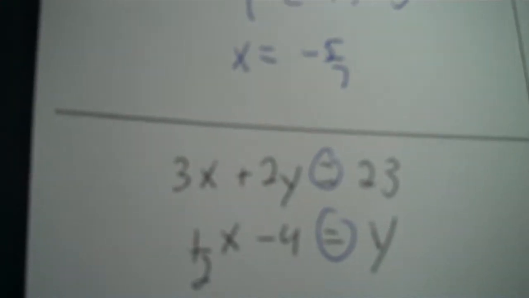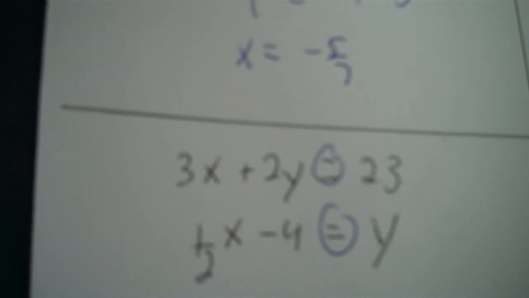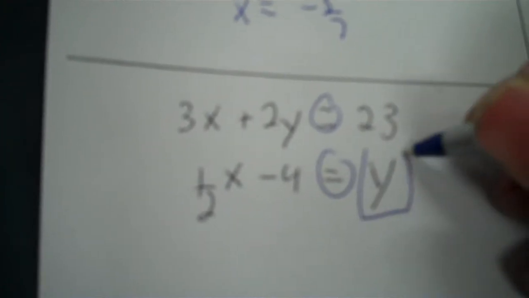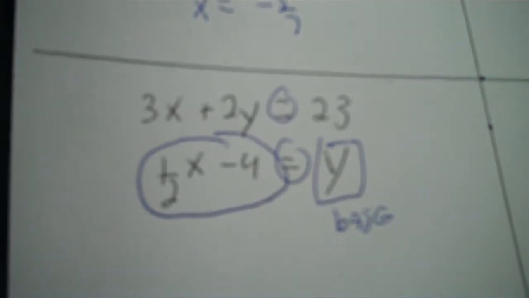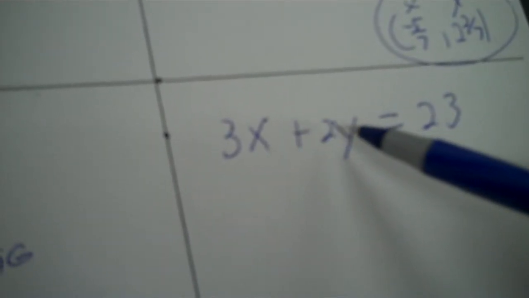Do you have an x or a y by itself in either equation? Yeah, you do. You got a y by itself here. That's your base. And the y is equivalent to the expression 1/2 x minus 4. So I write down the off base, 3x plus 2y equals 23. Now remember what I set up here. We put parentheses around one of these two variables. The parentheses goes to the base letter. So the base is y, so the parentheses goes to y, and y is then replaced with its equal of 1/2 x minus 4.